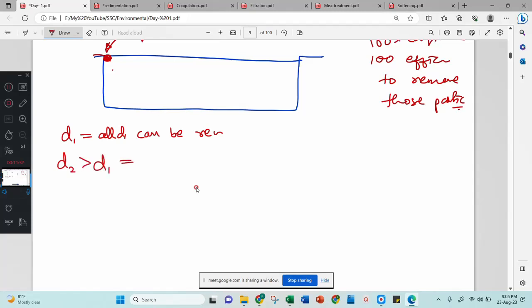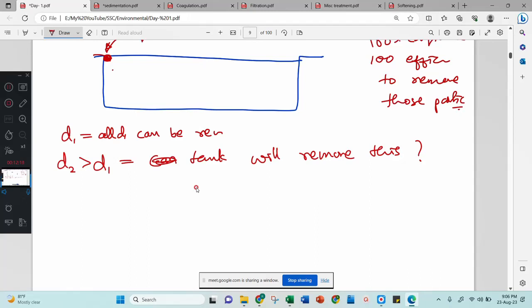can this tank remove this particle or not? Tell me the answer. Will this tank remove this particle or not? Yes, sir, it will remove, sir. Of course, because the size is bigger, the specific gravity is bigger, therefore the weight of the particle is bigger.